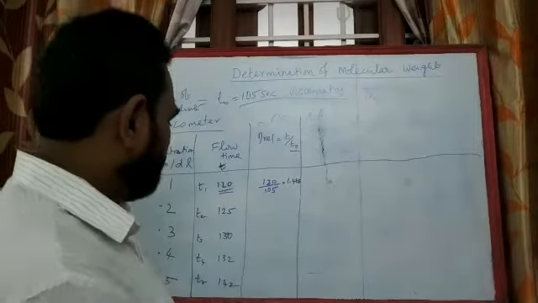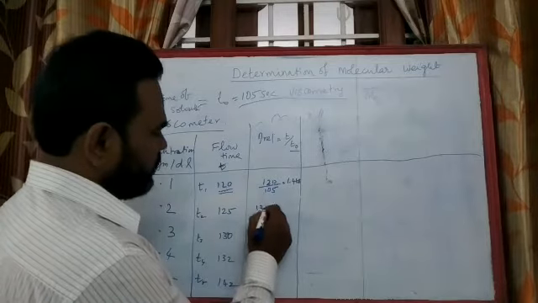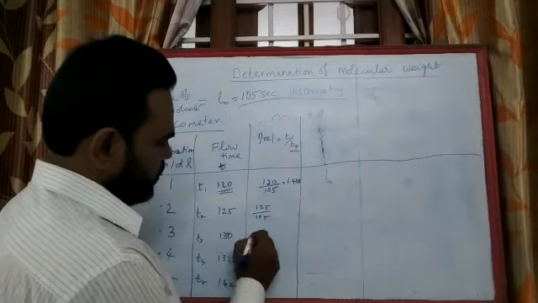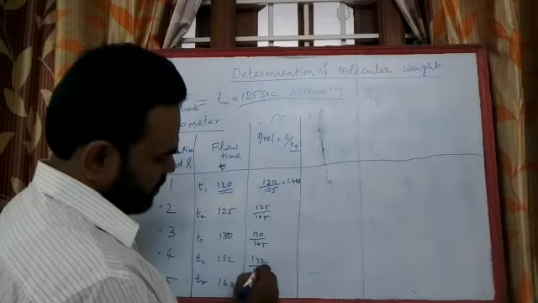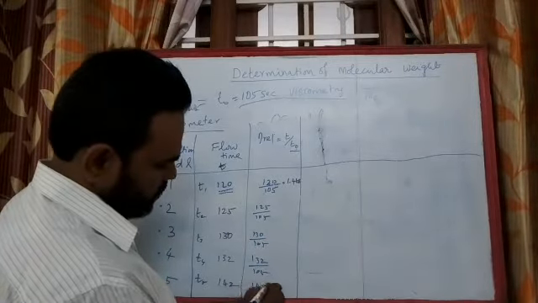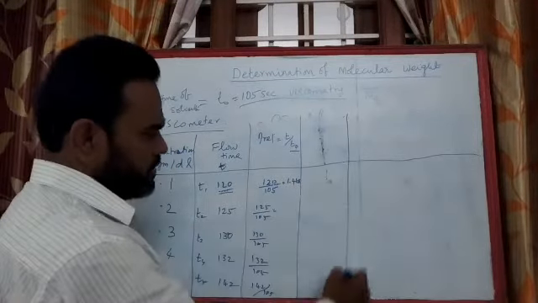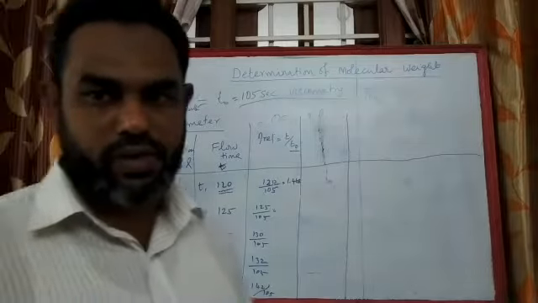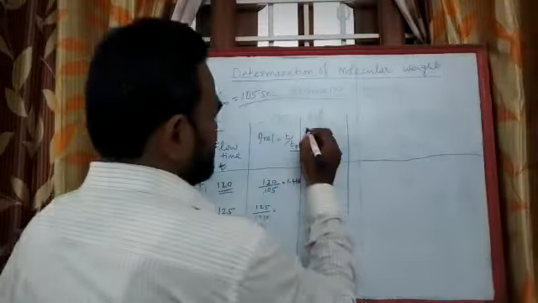Similarly you find this for different solutions: 125 by 105, 130 by 105, 132 by 105, 142 by 105. So you find the relative viscosity of different polymer solutions. The next measurement should be eta specific viscosity.